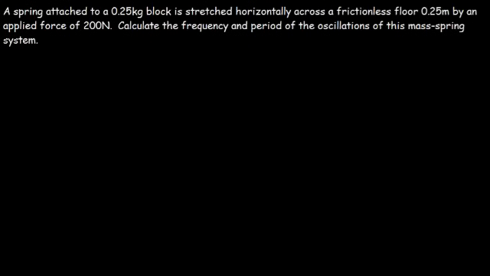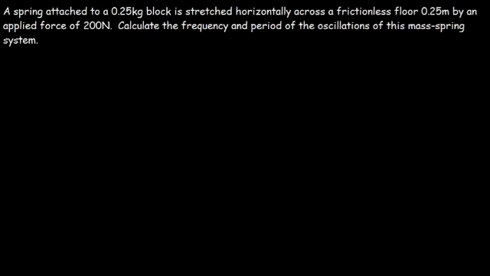A spring attached to a 0.25 kilogram block is stretched horizontally across a frictionless floor 0.25 meters by an applied force of 200 newtons. Calculate the frequency and period of the oscillations of this mass spring system.